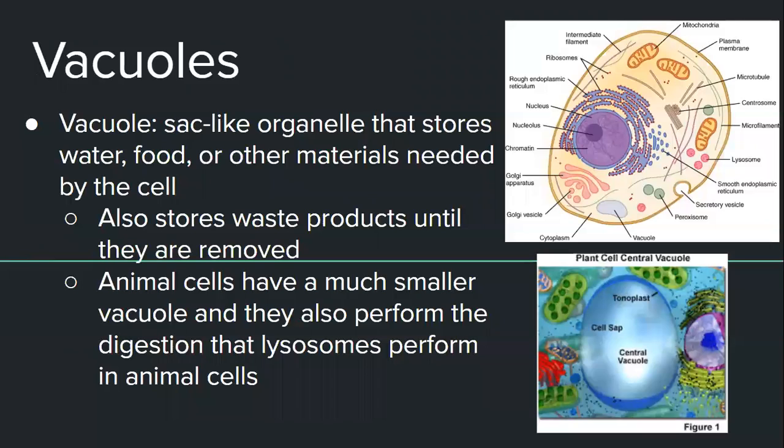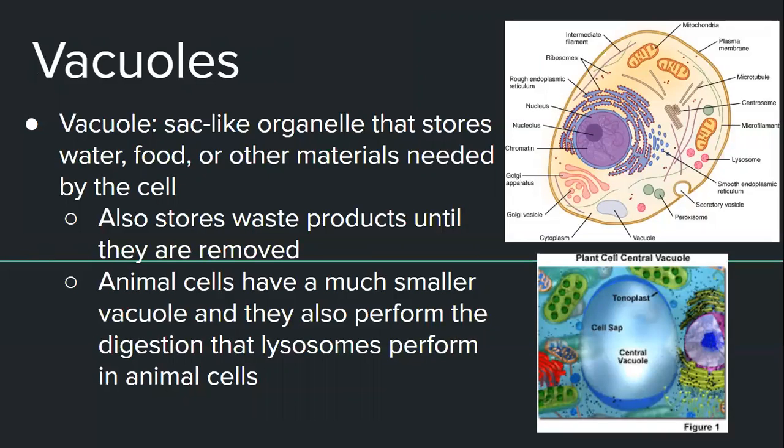All right, so a vacuole. Plant cells often have one or more large water-filled sacs floating in the cytoplasm along with the other organelles. In some animal cells, these sacs are much smaller. This structure is a vacuole, a sac-like organelle that stores food, water, or other materials needed by the cell. In addition, vacuoles store waste products until the wastes are removed. In some plants, vacuoles also perform the function of digestion that lysosomes perform in animal cells.